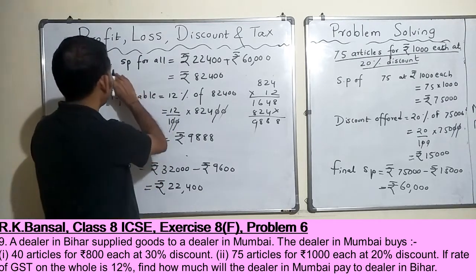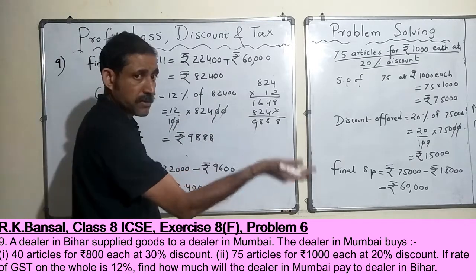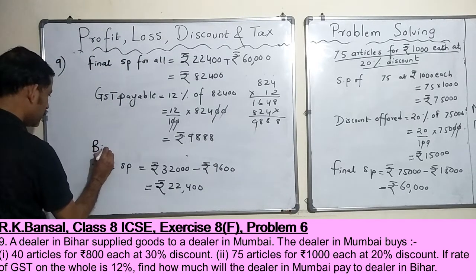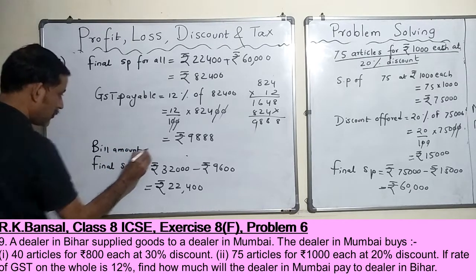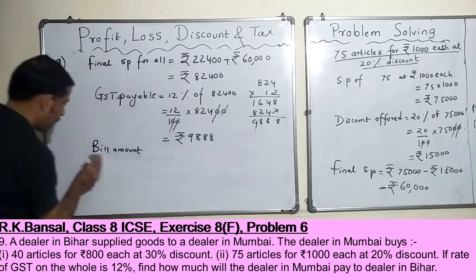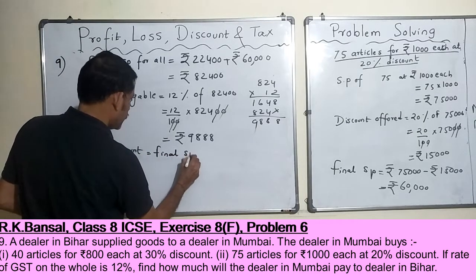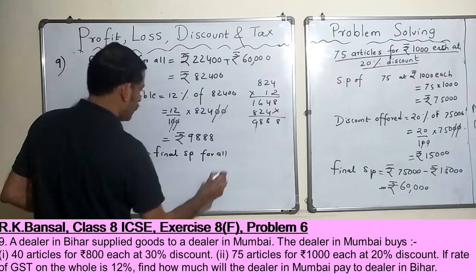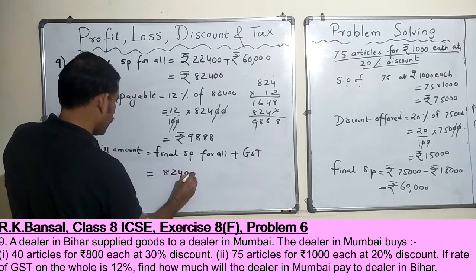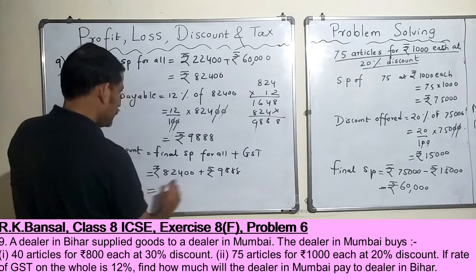And what is the final bill amount? The final bill amount is the final SP, selling price, plus the GST he has to collect from the guy in Mumbai. Okay. So let's write down the bill amount. Bill amount is equal to final SP for all articles plus GST. So this was 82,400 plus rupees 9,888. Just tell me what is the answer.